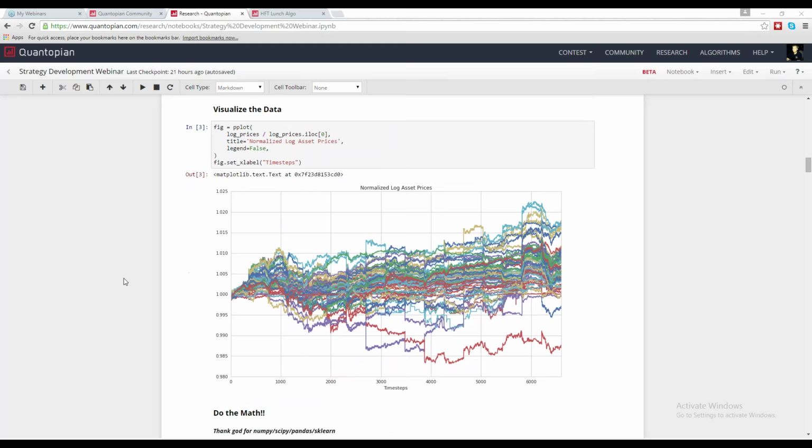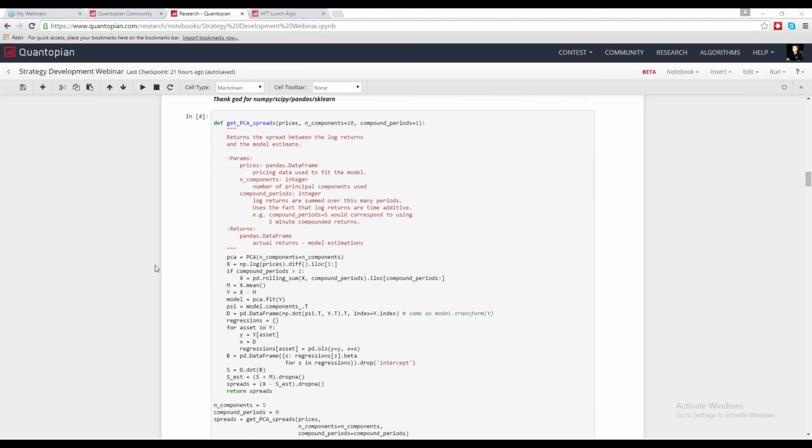And then comes the fun piece, which is doing the math. And definitely thank God for NumPy, Pandas, sklearn. All those things are such a lifesaver. I can't imagine having to write all of this code from the get-go. So what this function here is doing, get PCA spreads, it accepts a few arguments. So prices, obviously just the raw prices data frame. And then n components is going to be your number of principal components that you keep in order to use as risk factors.